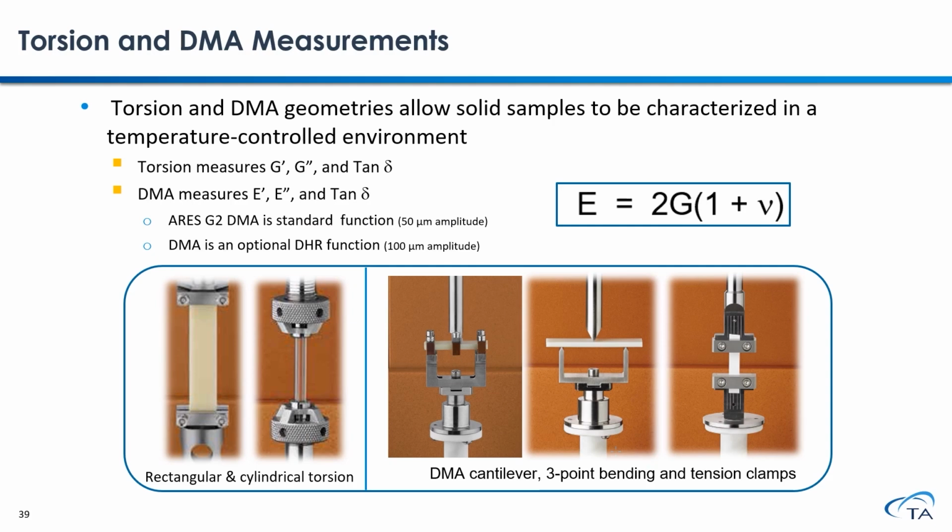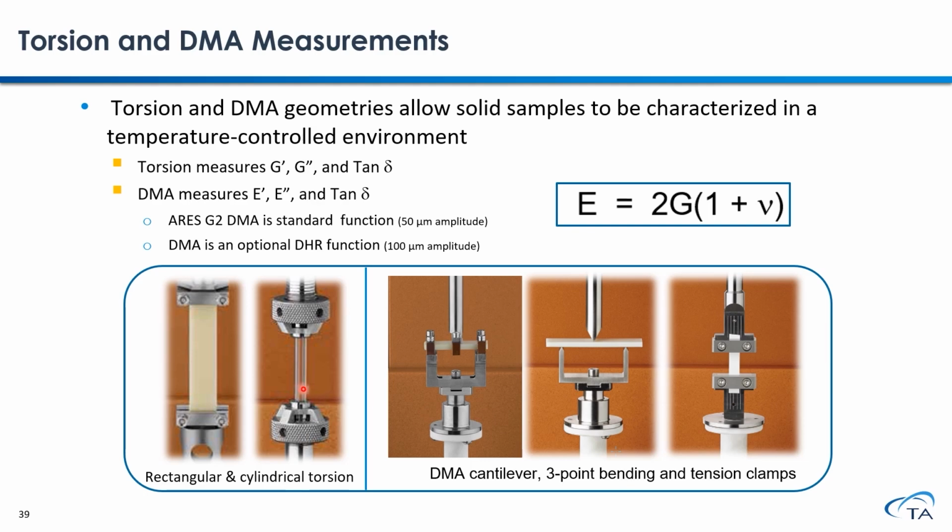In addition to this torsional rectangular and torsional cylindrical geometry that you can use on your rheometer to measure solid samples, your rheometer is also equipped with all commonly used DMA clamps. That allows you to measure solid samples with different shapes. If your sample is a film, you can use this film tension clamp. If your sample is a rectangular bar shape, you can perform the measurement using a 3-point bending or cantilever clamp.